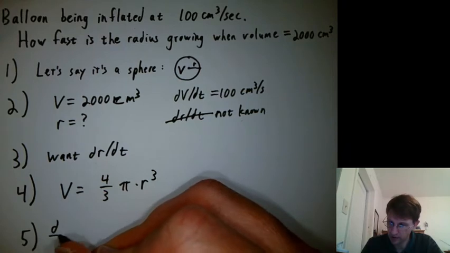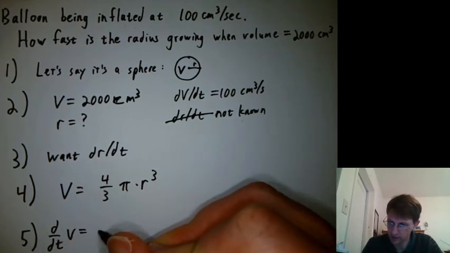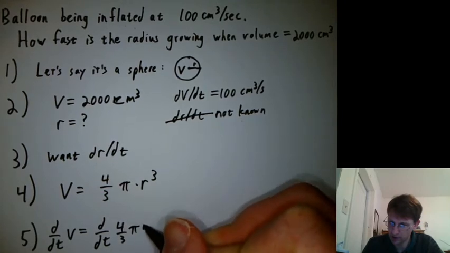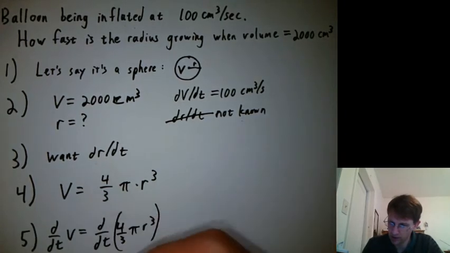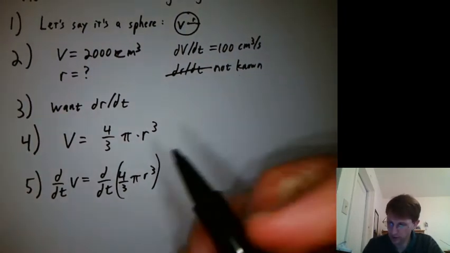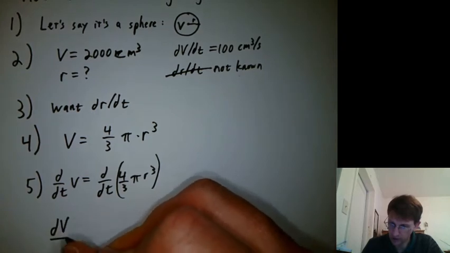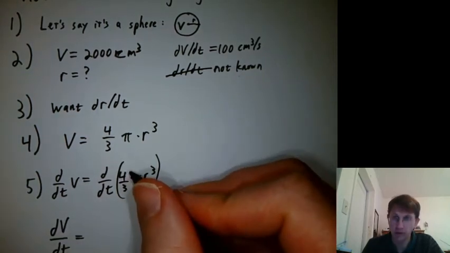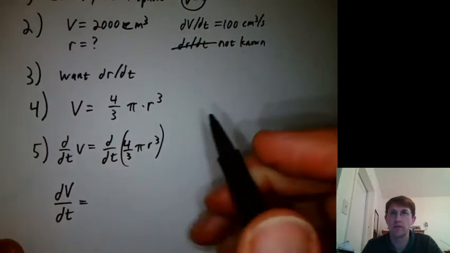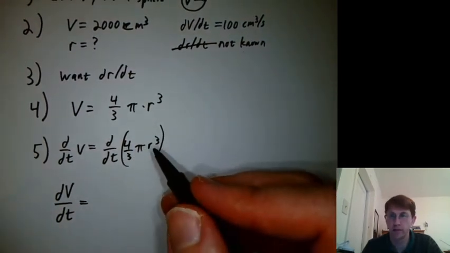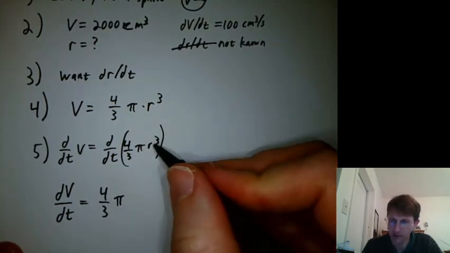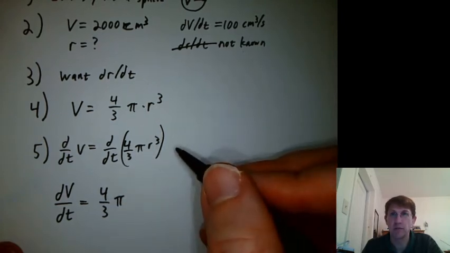So we can say d/dt of volume equals d/dt of 4/3 pi r cubed. And d/dt of volume, that's just d/dt of volume. We can't do anything with that. Or, I mean, we could call it dV/dt. What can we do with 4/3 pi r cubed? Do we need the product rule? Nope. 4/3 is a constant, pi is a constant, and they're multiplying stuff, so it's 4/3 pi. And then what's d/dt of r cubed?